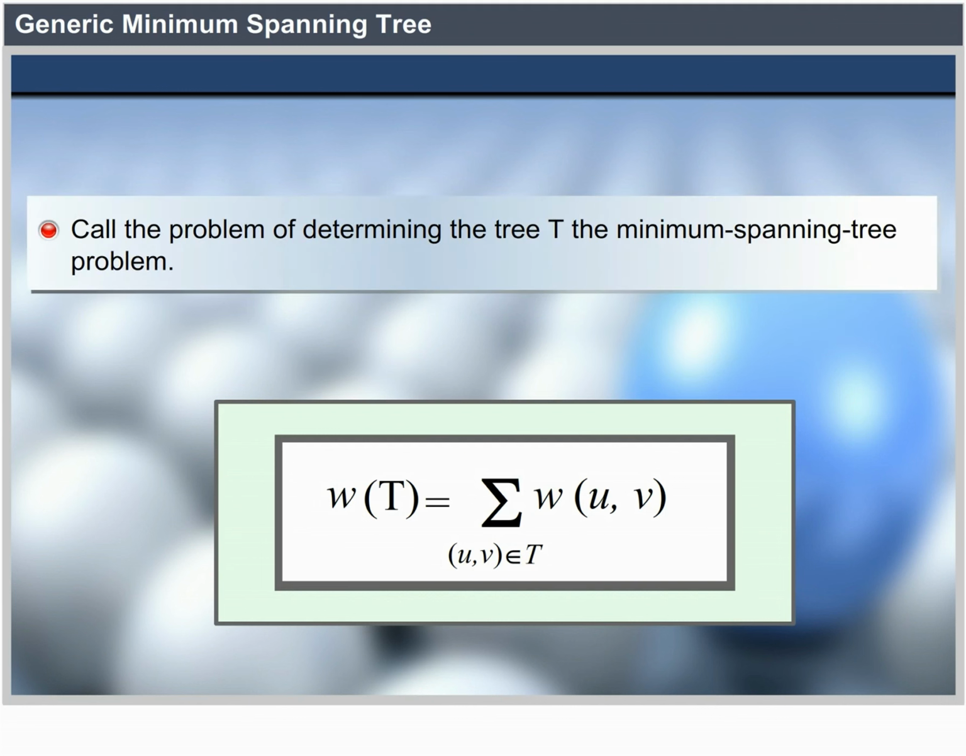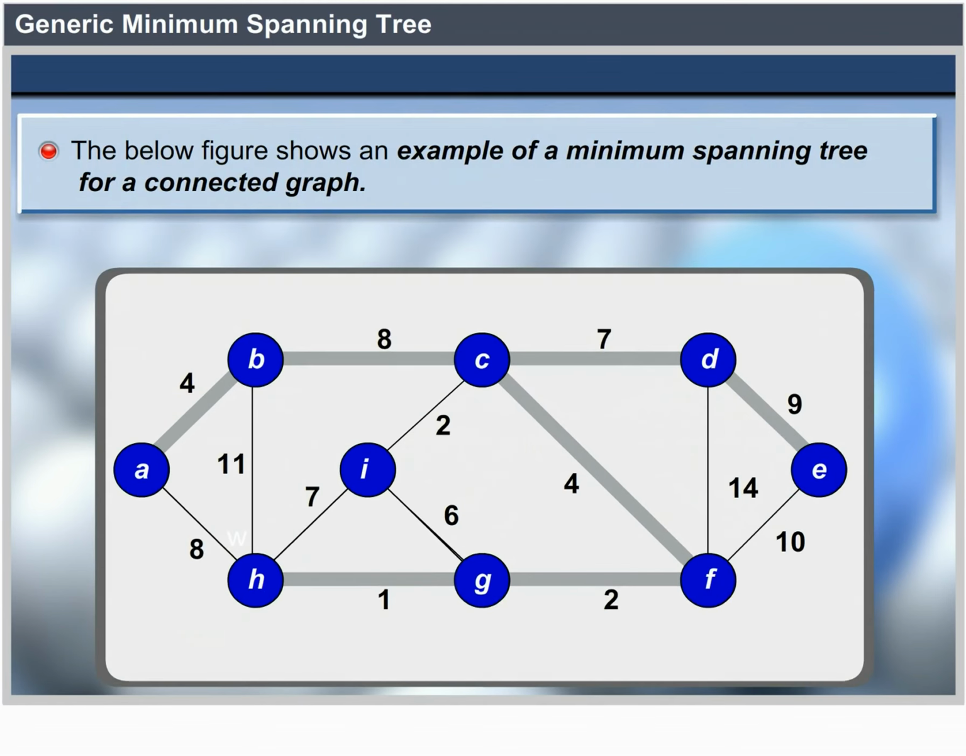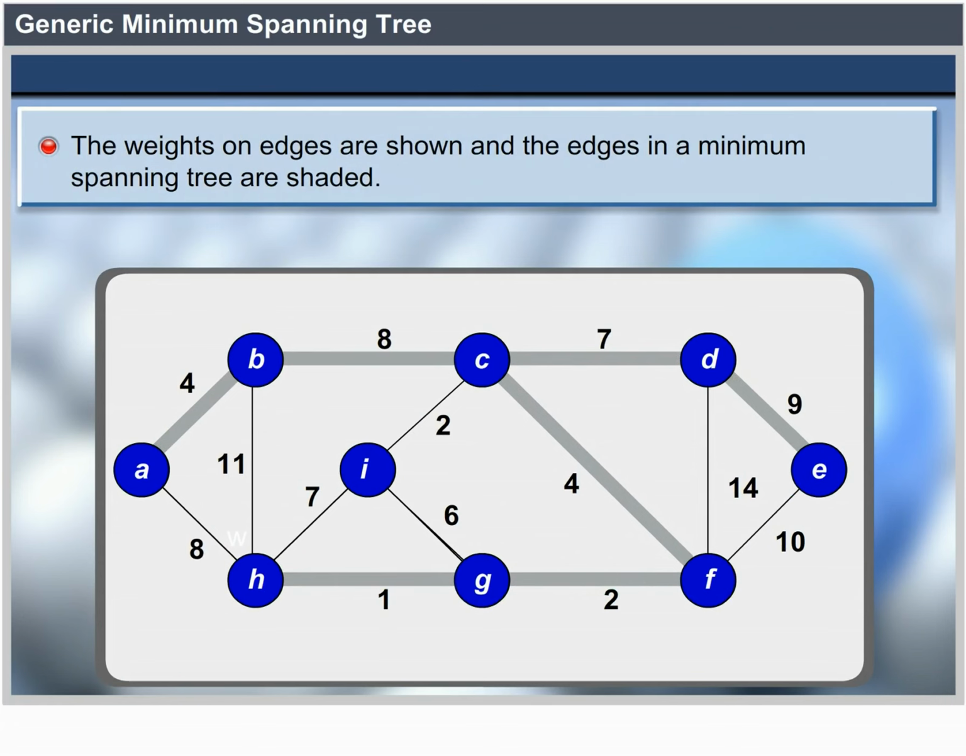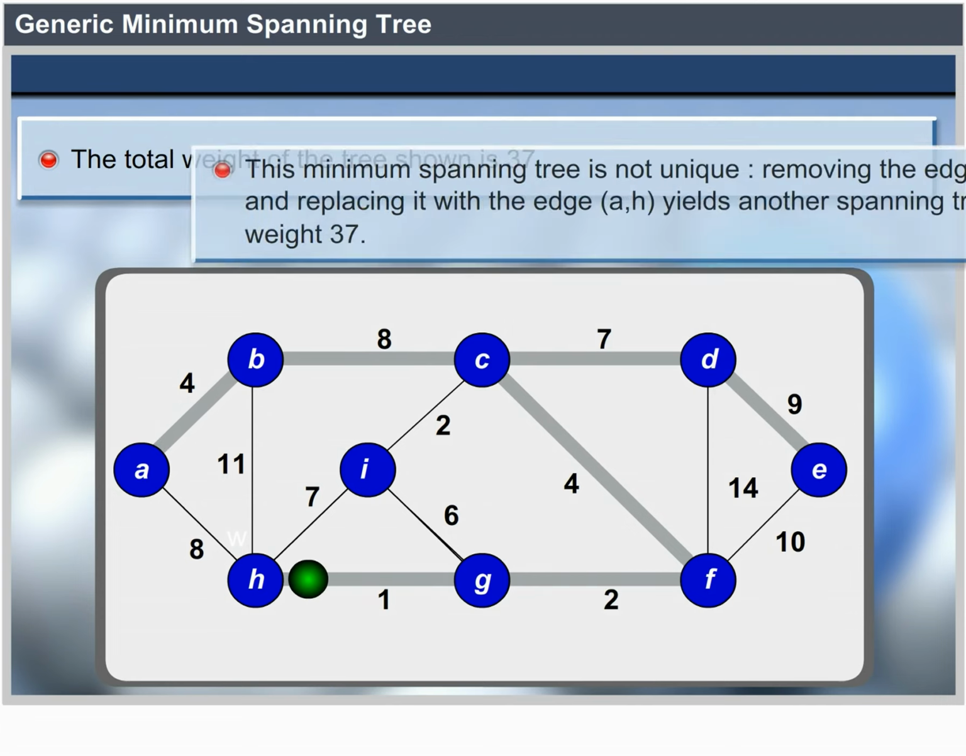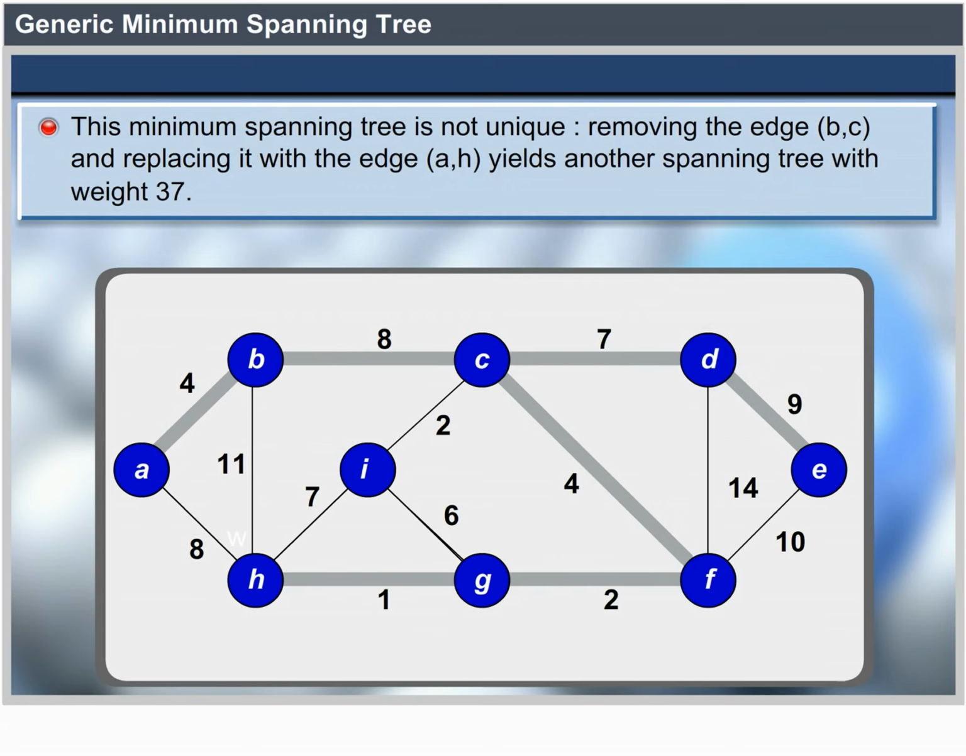The figure below shows an example of a minimum spanning tree for a connected graph. The weights on edges are shown and the edges in a minimum spanning tree are shaded. The total weight of the tree shown is 37. This minimum spanning tree is not unique. Removing the edge B, C and replacing it with the edge A, H yields another spanning tree with weight 37.